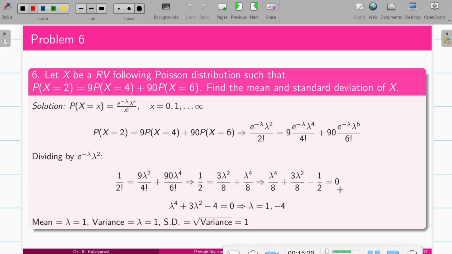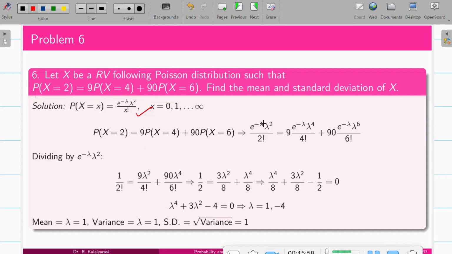Next, let me go for the next example, similar to the binomial distribution, where the relation between the probabilities is given, and we are supposed to find the mean and standard deviation according to the requirement. Here the relation is P(x=2) is 9 times P(x=4) plus 90 times P(x=6). We know the formula for the Poisson distribution, so make use of x alone on each side: e power minus lambda, lambda power 2 by 2 factorial is equal to 9 times e power minus lambda, lambda power 4 by 4 factorial, plus 90 times e power minus lambda, lambda power 6 by 6 factorial.